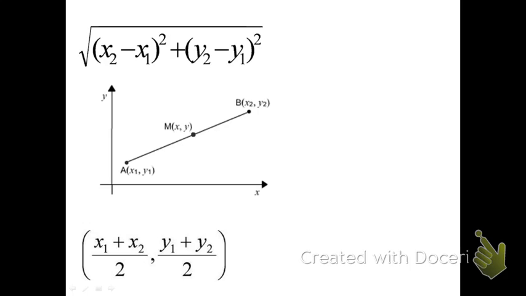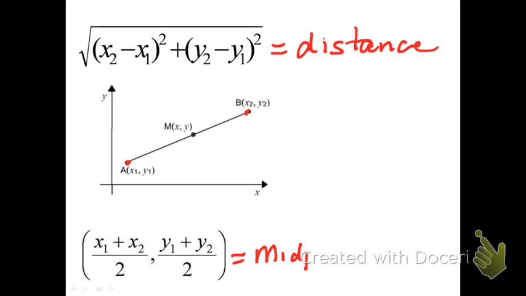In summary then, we have our two formulas. This is our distance formula. Again, it's the square root of the difference of the x-coordinates squared plus the difference of the y-coordinates squared. That gives us the length of the line segment. And then this is our midpoint formula. And again, just think of it as average. To find the x-coordinate for the middle, just simply add the x-coordinates together, divide by 2. Find the y-coordinates, same thing. Add them together, divide by 2, and that'll give us the coordinates for our midpoint then.